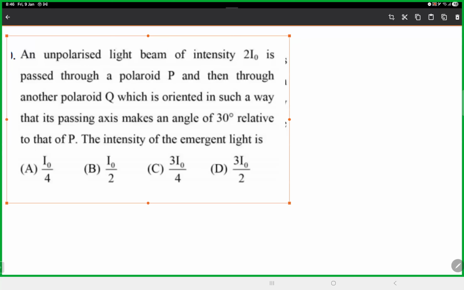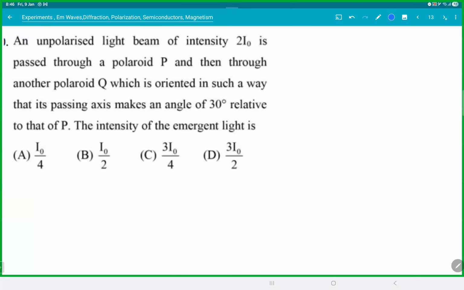Polarization. Hope you guys remember Malus law. In polarization, there are only two concepts, the Malus law and Brewster law, and the Brewster angle.